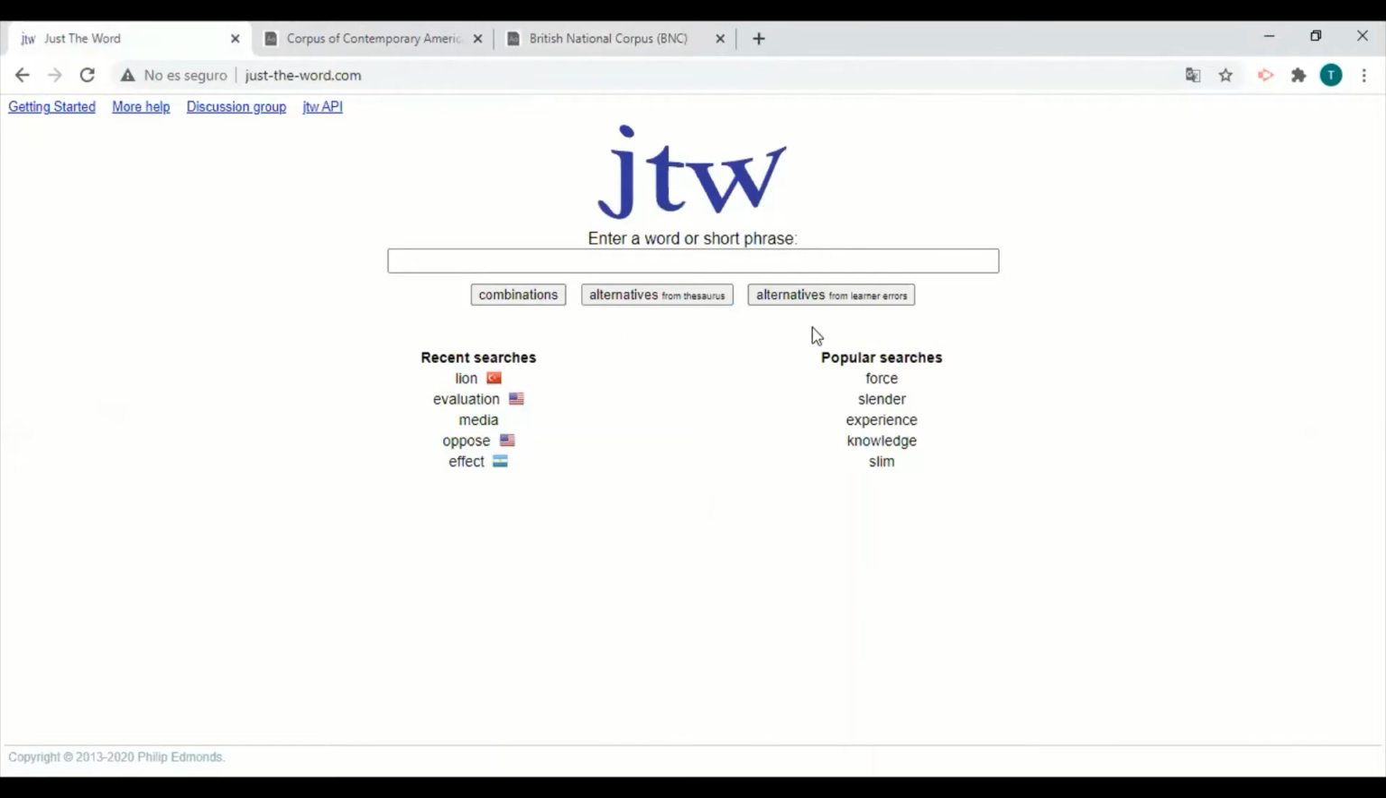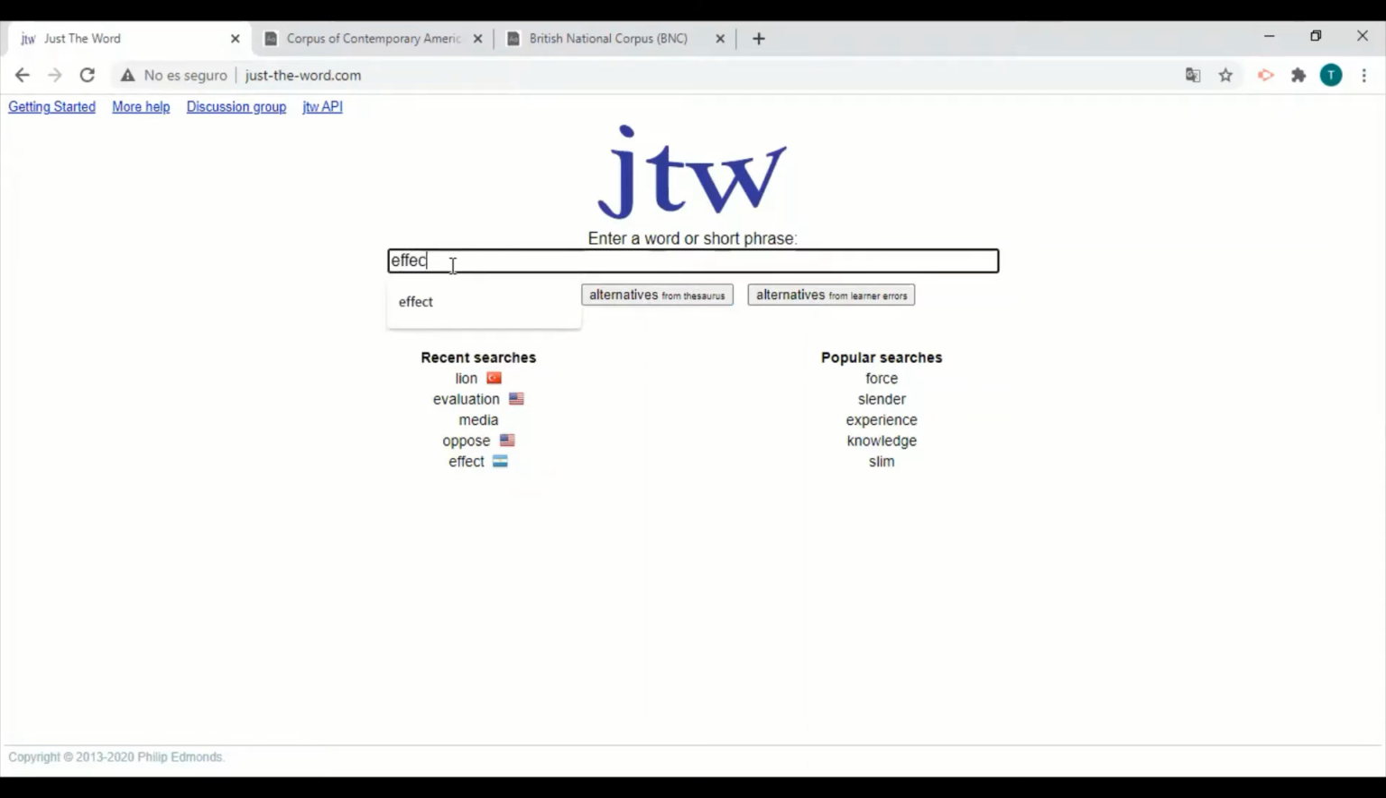So we have three options here. The option combinations gives us all the different possible combinations that we have for the word. And then we have alternatives from thesaurus and alternatives from learner errors. These two give us, well, alternatives to a certain phrase. For this one, we need to type two words, okay? You will see in a minute. So let's check this one.